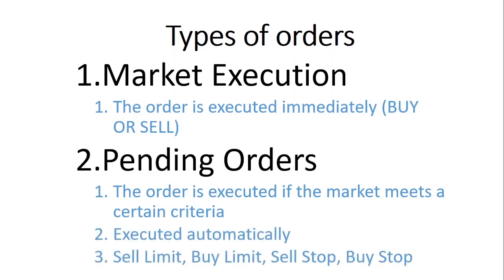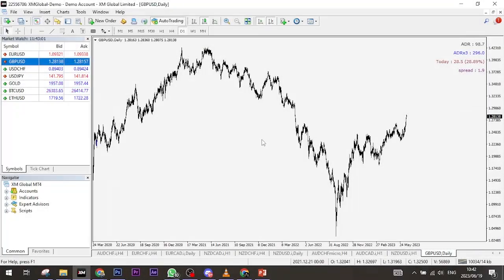So a pending order contains 4 kinds of orders, which are a sell limit, a buy limit, a sell stop, and a buy stop. I'm going to explain what those mean later on the slides. Now let's make an example of a market execution. On my MT4 I have opened a pair called GBP USD, which is the Great British Pound against the US dollar.